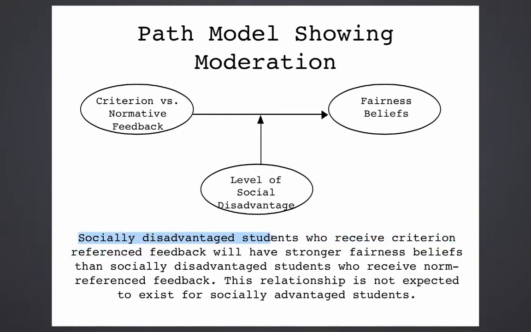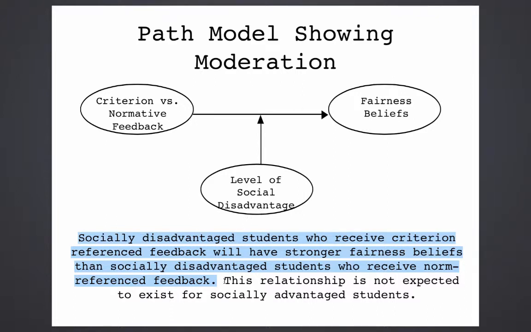We say socially disadvantaged students who receive criterion-referenced feedback will have stronger fairness beliefs than socially disadvantaged students who receive norm-referenced feedback. So this first sentence says the only people we're considering are the socially disadvantaged. And we think that when you're socially disadvantaged, number one, and you receive criterion-referenced feedback, you are going to have stronger fairness beliefs than when you are socially disadvantaged and you receive normative feedback, norm-referenced feedback. So we haven't even talked about the socially advantaged people here yet.